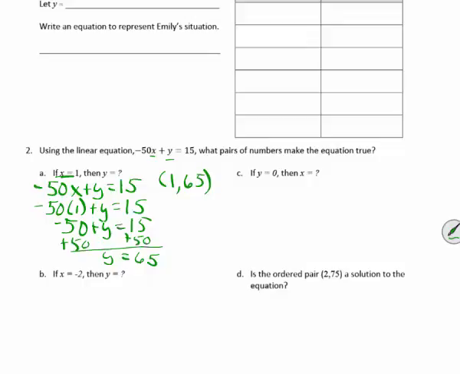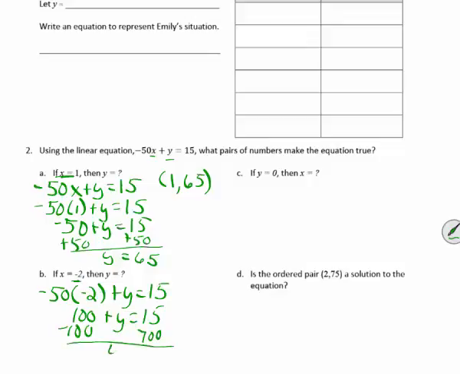All right, let's try B. So same equation, but this time I'm going to fill in negative 2 for x. So I'm going to have negative 50 times negative 2 plus y equals 15. I have to figure out what negative 50 times negative 2 is, which is 100, plus y equals 15. Cancel the 100 by subtracting because it's a positive. So y is negative 85. So again, I could write that answer as a point because eventually we're going to be graphing. We've done a little bit with graphing, but that would be the point, negative 2, negative 85.